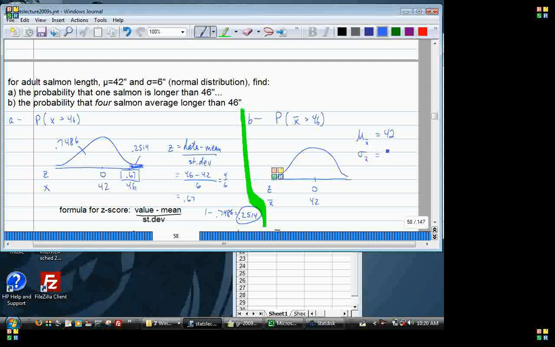Set it up. It's going to be what? Six divided by the square root of 4. Exactly. That's 6 over 2. That's 3. So what does that mean? That means in this part B problem, the standard deviation that we're using is what? Is going to be 3.